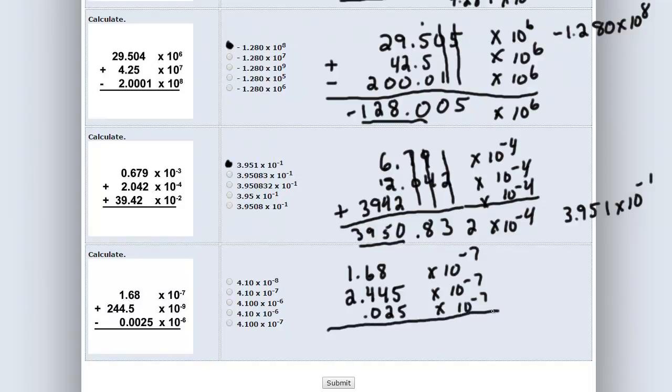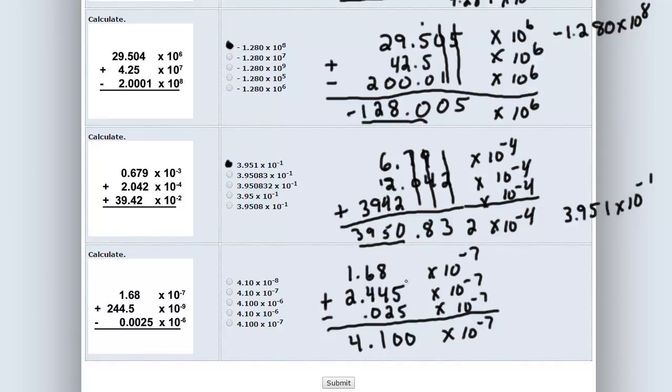And so we do this, and then we add this one and subtract that one. Okay, so our power is going to be to the -7. Get out the old trusty calculator. 1.68 plus 2.445 and minus 0.025. And I get 4.1. That's it. So 4.1, I'll just go ahead and put these zeros in. 4.100, because we go all the way to the thousandths here.